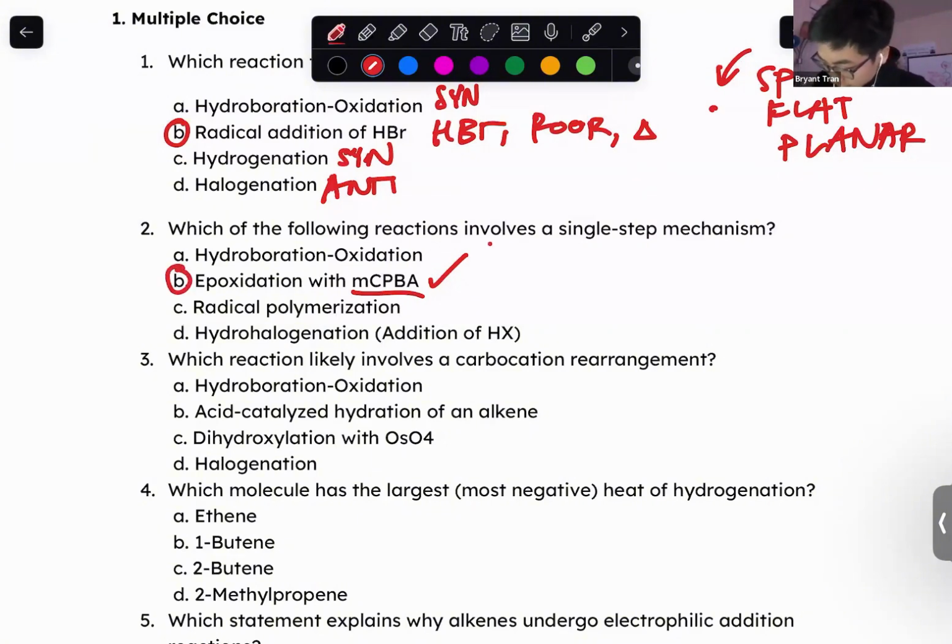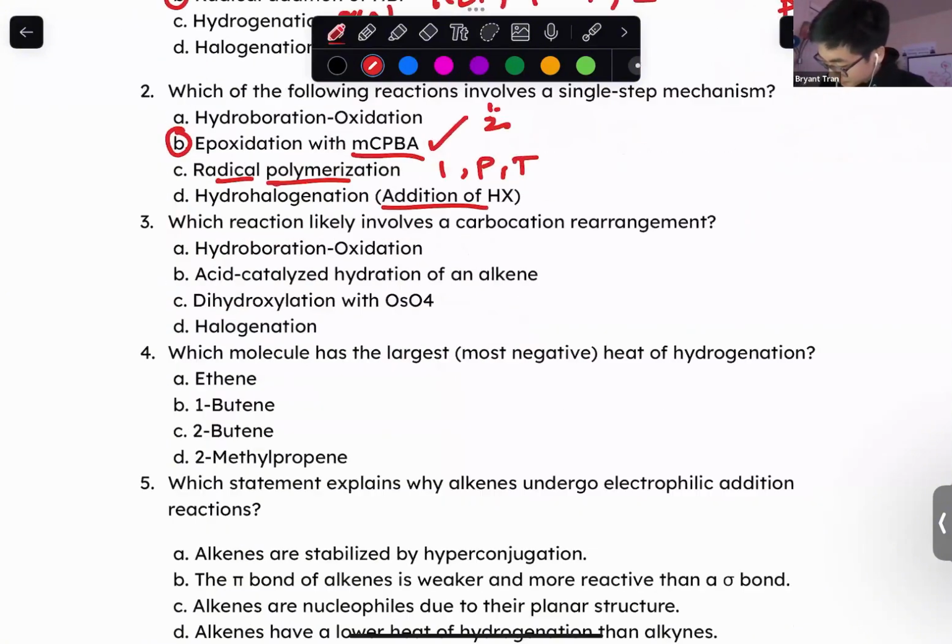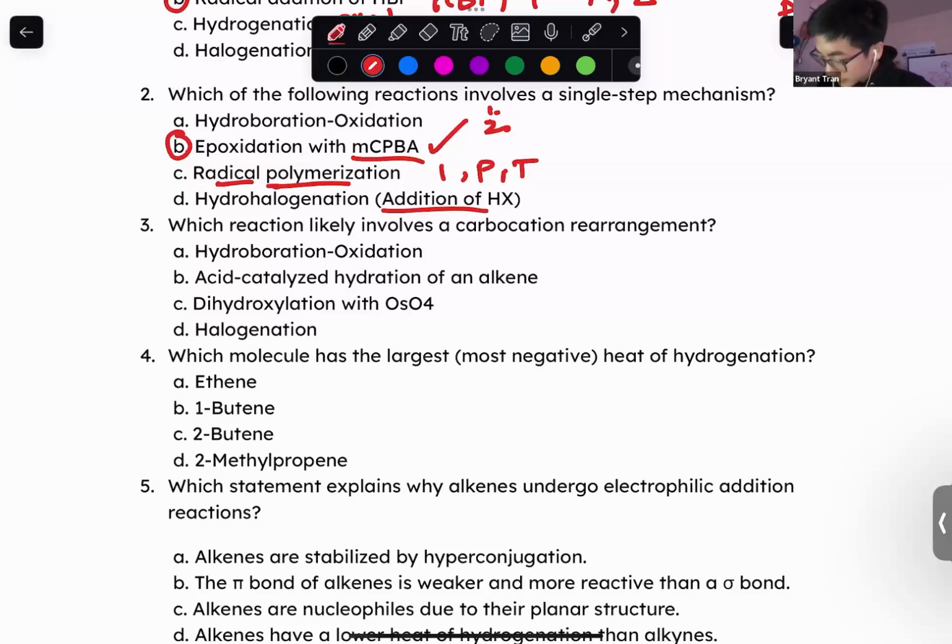Hydroboration oxidation, there's two steps: the hydroboration step and then the oxidation step. Radical polymerization, there's either a cationic polymerization or radical polymerization. For the radical one, there's initiation, propagation, termination. So there's multiple steps there. Hydrohalogenation, there's a carbocation intermediate. So that's multiple steps as well. Okay, next one. Which reaction likely involves a carbocation rearrangement?